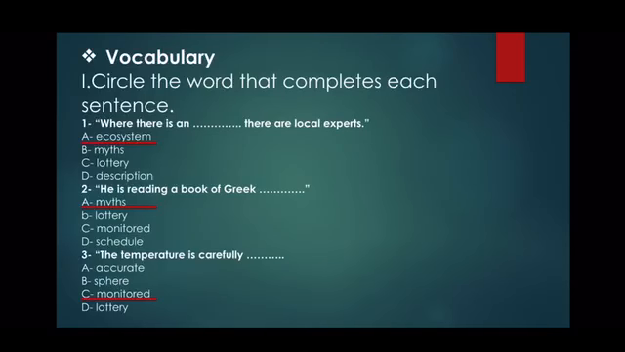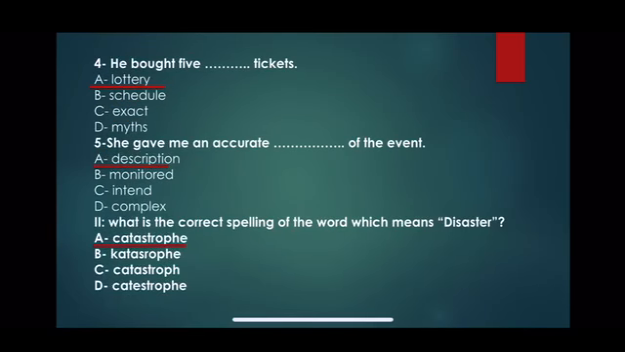The temperature is carefully accurate? No. Is carefully sphere? No. Is carefully monitored? Yes, the answer is C. So, he bought 5 exact tickets? No. He bought 5 lottery tickets, which is the answer A. She gave me an accurate description of the event. I can't say she gave me an accurate complex of the event. No. So she gave me an accurate description.